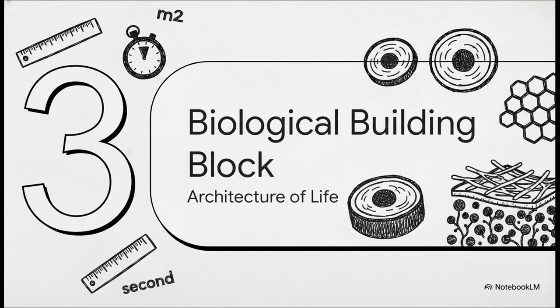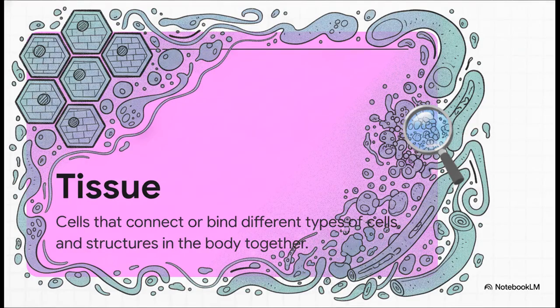Section 3. Biological building blocks. The architecture of life. Just as physics relies on those fundamental quantities like the meter and the second, biology relies on its own fundamental architectural units. At the core of this is the concept of a tissue. A tissue is essentially a group of cells working together to connect or bind different types of cells and structures in the body.